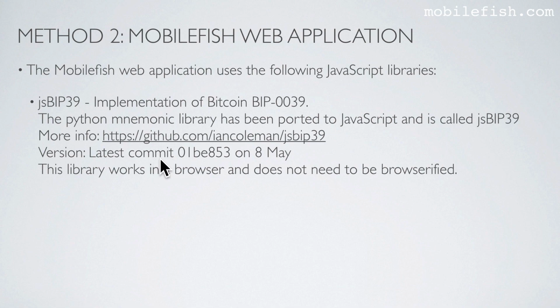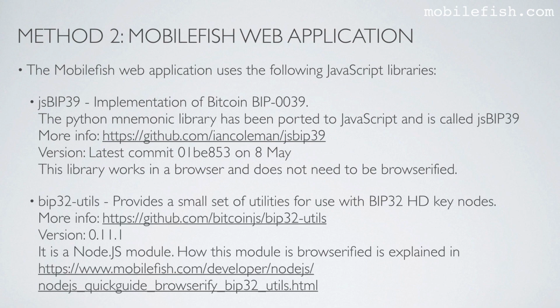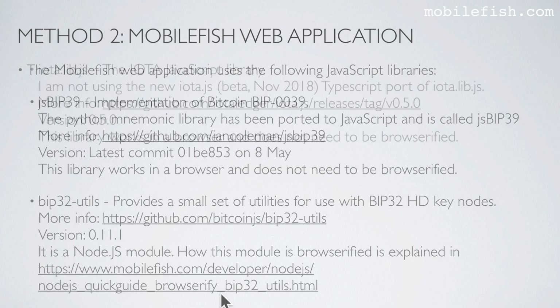I have used this version. This library works in a browser and does not need to be browserified. The second JavaScript library is BIP32 utils. It provides a small set of utilities for use with BIP32 hierarchical deterministic key nodes. For more information, see this GitHub page. I have used version 0.11.1. It is a Node.js module. How this module is browserified is explained in this tutorial.